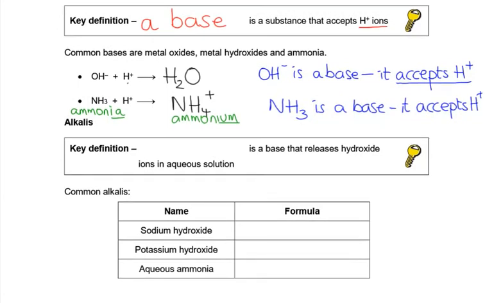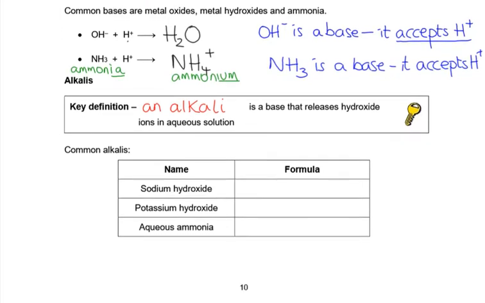So what's the difference then between a base and an alkali? Well, the only difference is an alkali is a base, it's like a subset of a base, and it's one that releases hydroxide ions when it's in solution. So some of those are kind of obvious from the name. Does sodium hydroxide, when it goes into a beaker, does it separate into sodium ions and hydroxide ions? It's got hydroxide ions in it, so it's an alkali. Potassium hydroxide has got potassium ions and hydroxide ions, it's an alkali.